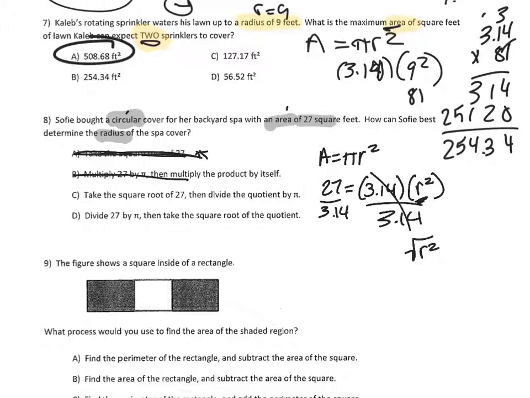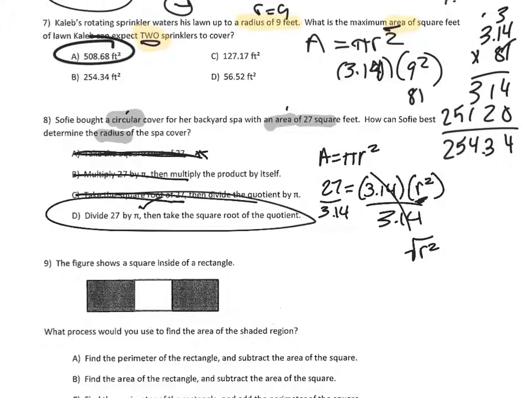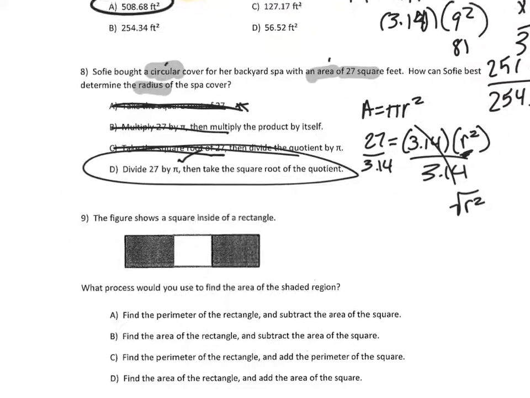C says take the square root of 27, then divide the quotient by pi. Close, but it's the wrong order. We want to take the square root of our very last number, not the first number, not 27. So D, divide 27 by pi, good, and then take the square root of the quotient. Perfect, that's exactly what we want to do.